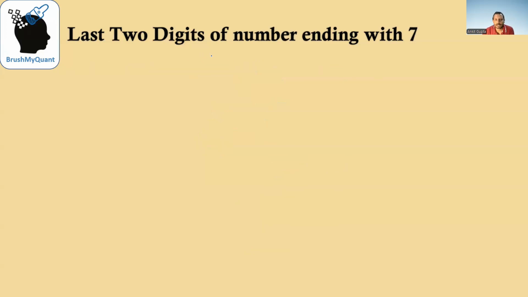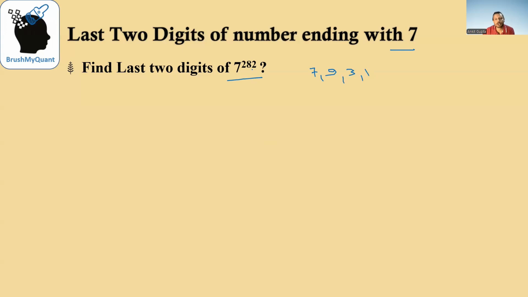Now let's see how we can find the last two digits of numbers ending with 7. So find the last two digits of 7 raised to 282. Now if you look at the units digit of powers of 7, it actually goes like 7, 9, 3, 1. That means if you are able to express this number as 7 raised to 4 or some power of 7 raised to 4, then we will have a units digit of 1, and we can use the logic for a units digit of 1 in order to solve this.